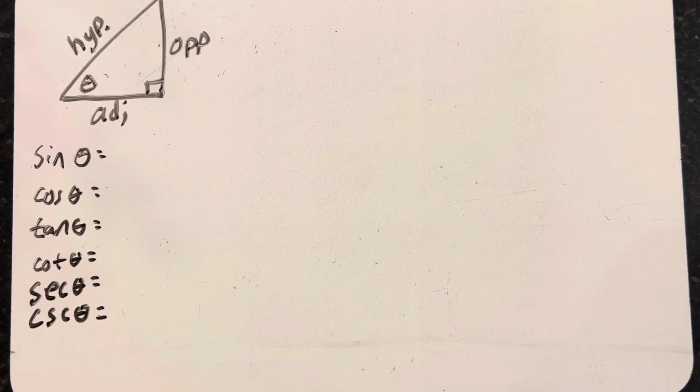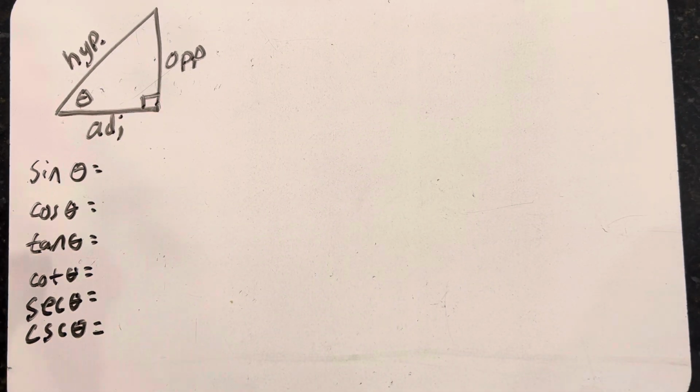In our last class period, we met the 6 trigonometric functions: sine, cosine, tangent, cotangent, secant, and cosecant. In this video, I'd like to do 2 examples and then introduce you to the quotient identities. For now, let's write down the definitions for all 6 of our trig functions.